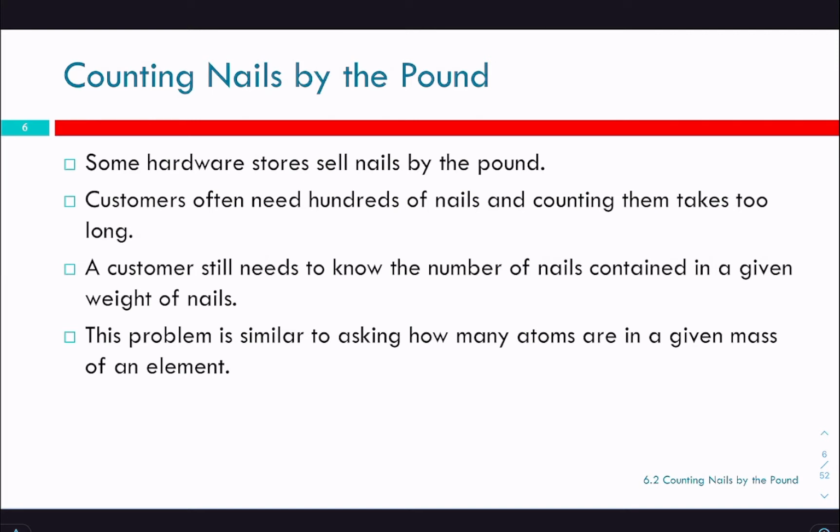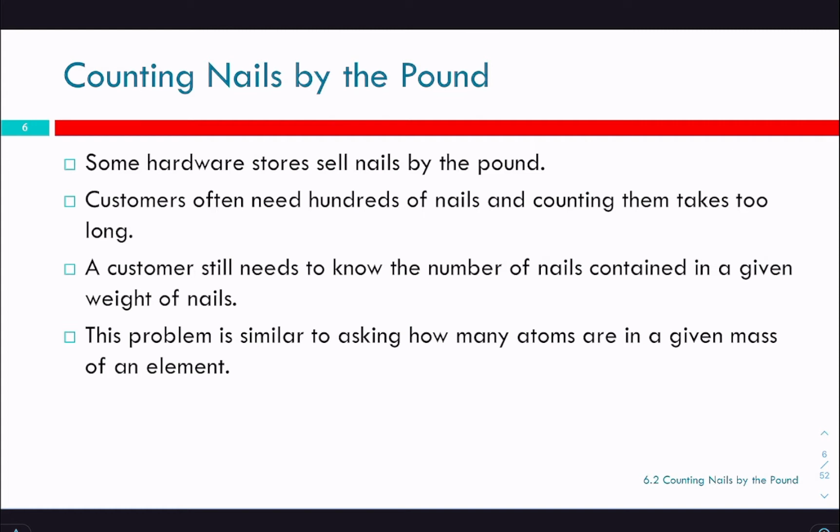An analogy for this would be selling nails by the pound. If you need hundreds of nails to build a house, you're not going to go to the store and say, I want 10,000 nails. They're not going to sit there and count them out one by one for you. They're going to say, here's 5 pounds of nails. It's probably more than 5 pounds, but that should be about 10,000.